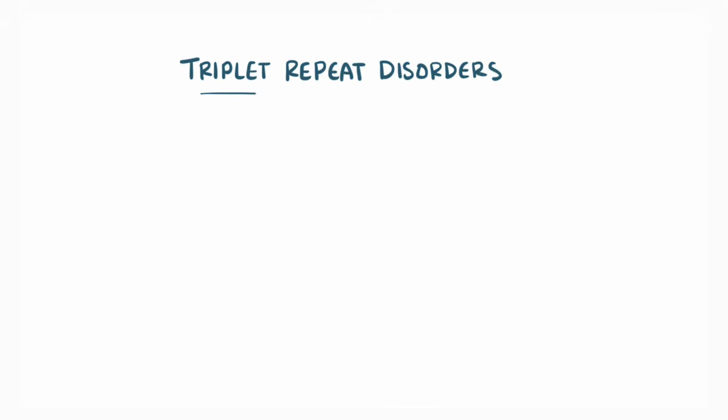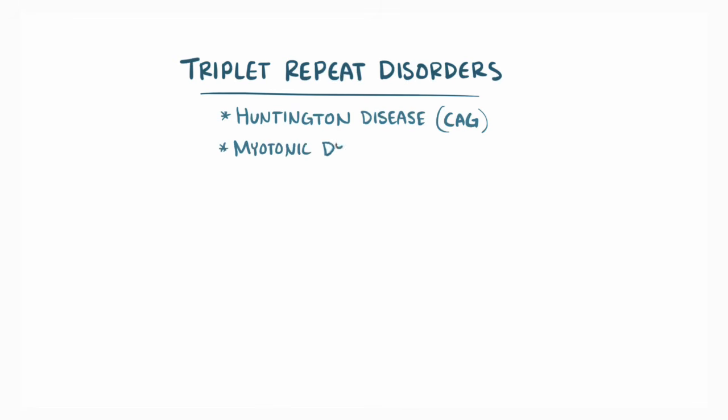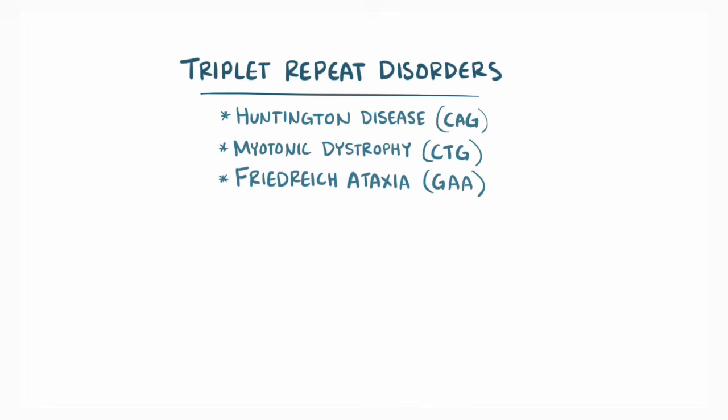There are actually several dozen other triplet repeat disorders in addition to Huntington disease, some of which also have CAG as the repeated nucleotides, but in a different gene. Others of which, though, have different repeats, like myotonic dystrophy, which is a CTG repeat, Friedreich ataxia, a GAA repeat, and Fragile X syndrome, a CGG repeat.